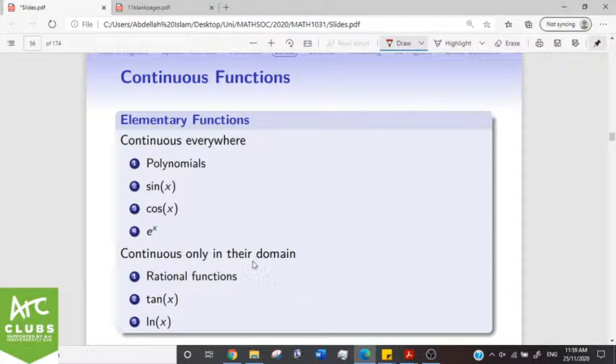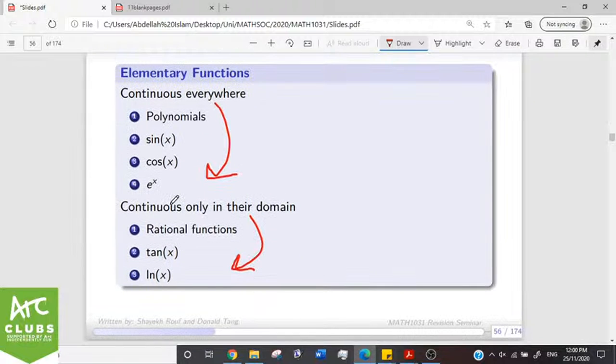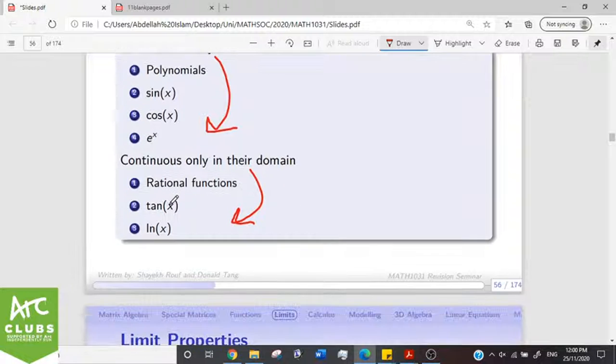Continuous functions are everywhere. All of these things are continuous for where they're defined, and the list goes on. So all of our nice functions that we already know and love are all continuous.